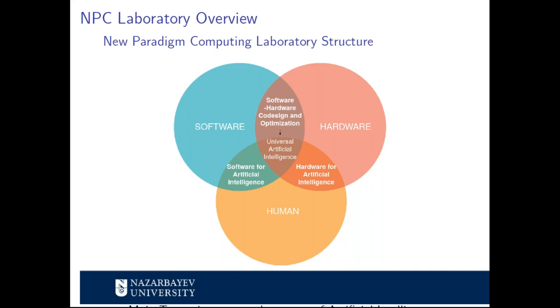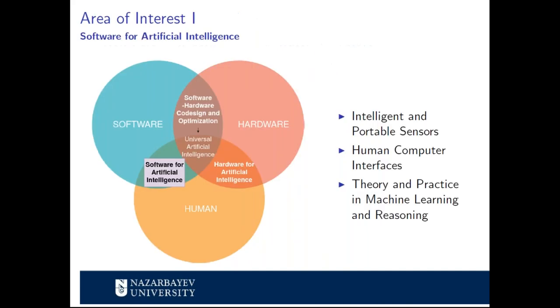There are three areas, as you can see. These are on the interaction between each of these two fields. Between software and hardware, we have software-hardware co-design optimization. Between software and human, we have software for artificial intelligence, and between hardware and human, we have hardware for artificial intelligence. Let's look at what exciting things can be done in these areas.